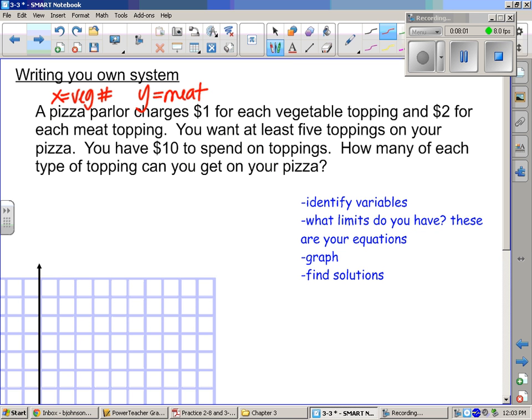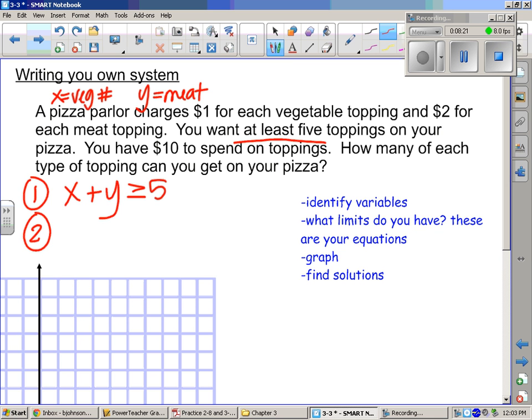Okay, so I've got some limits going on. I see at least 5 toppings total. And if I wanted to find the total number of toppings, my first inequality, you'd have to take the number of veggies and the number of meat toppings, and at least implies greater than or equal to 5. So that's what one of my equations is about, the total number.